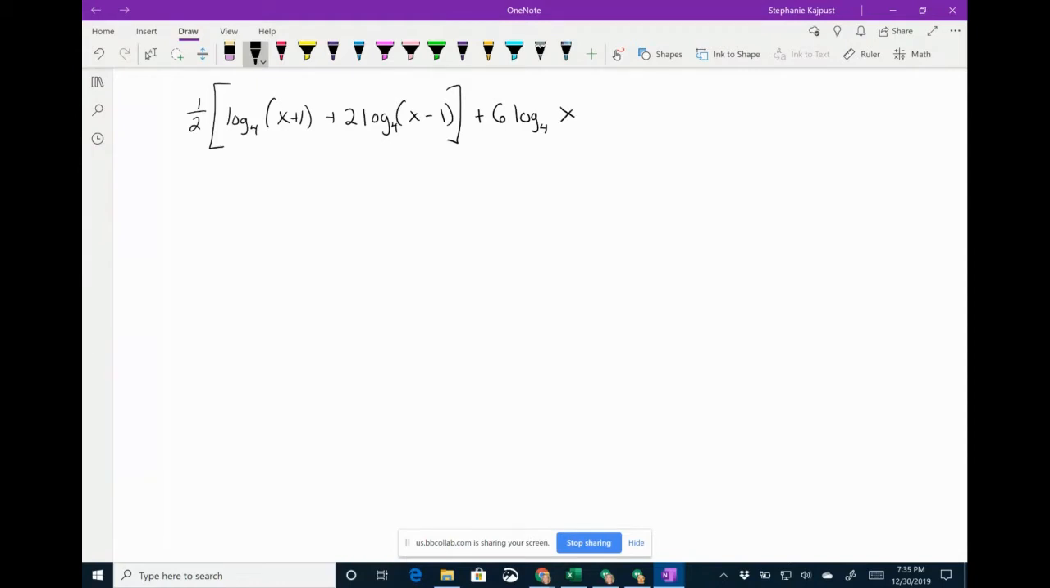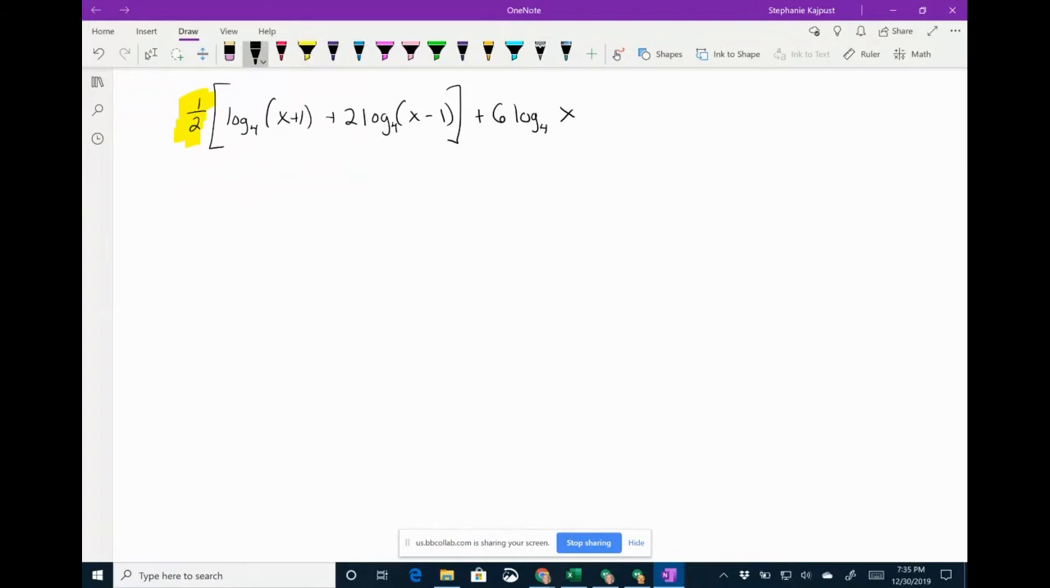Okay, so we want to condense this, and when we're condensing, we're going to work outside in. It's like the reverse of the order of operations, where you're working inside out. So we're reversing everything. The first thing we want to do is take this 1/2 in front. That 1/2 is going to be an exponent, and it's going to go on everything.